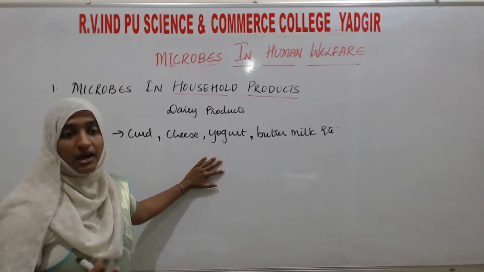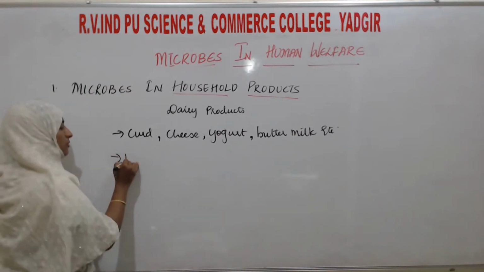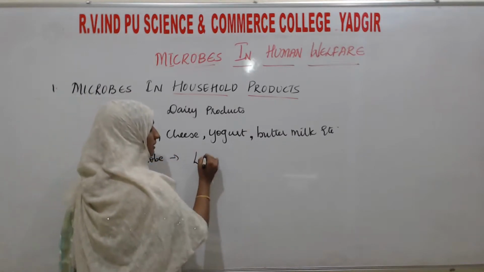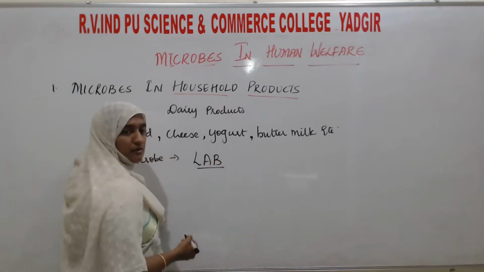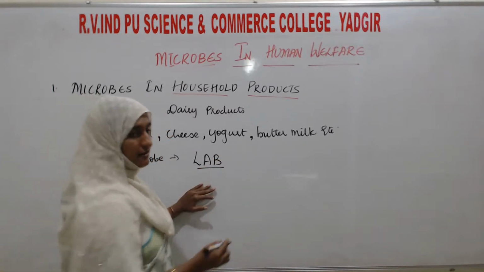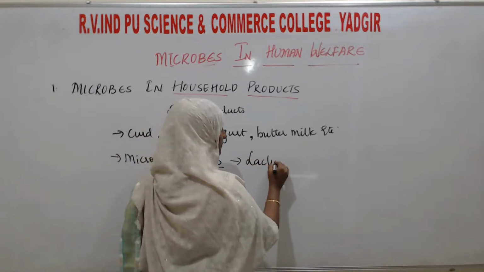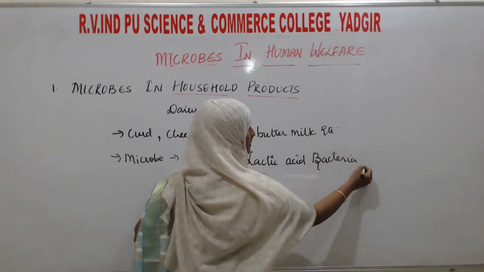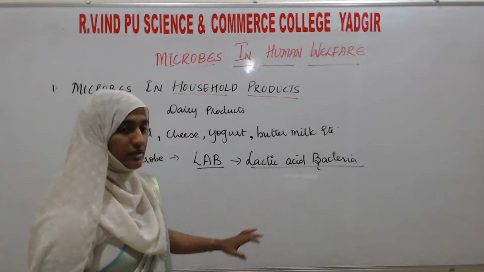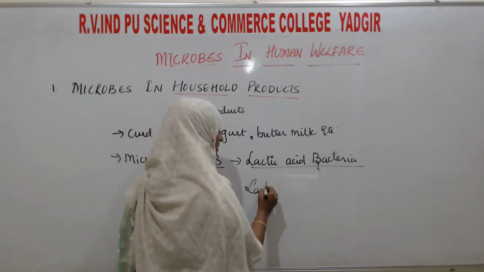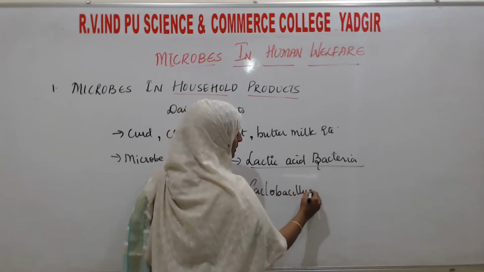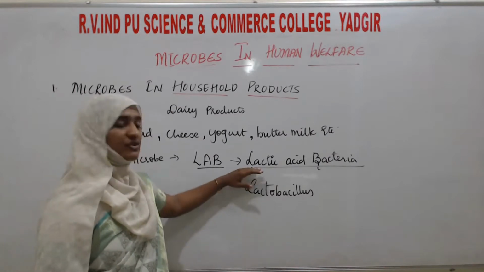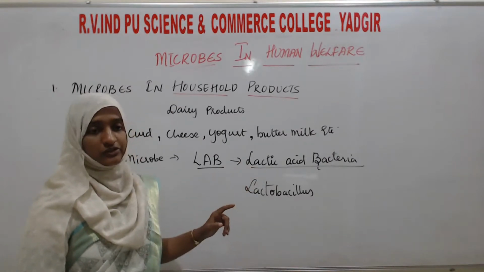The majority of dairy products are produced by one specific microbe, and its name is LAB. What is the full form of LAB? Lactic acid bacteria. Some of these bacteria belong to the genus Lactobacillus. They are rod-shaped bacteria, and they produce lactic acid.